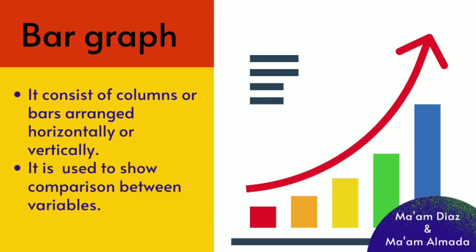Next, we have the bar graph. It consists of columns or bars arranged horizontally or vertically. It is used to show comparison between variables. This picture is an example of a bar graph.